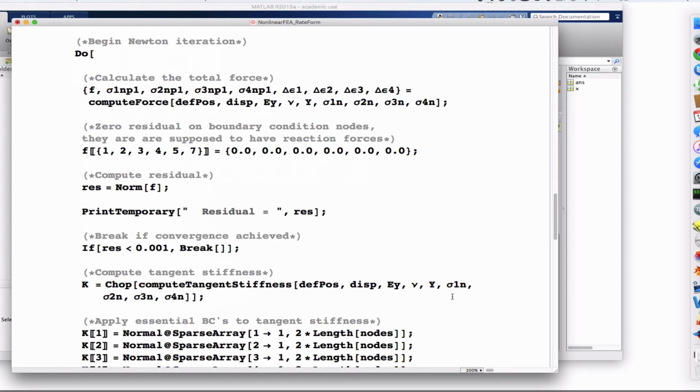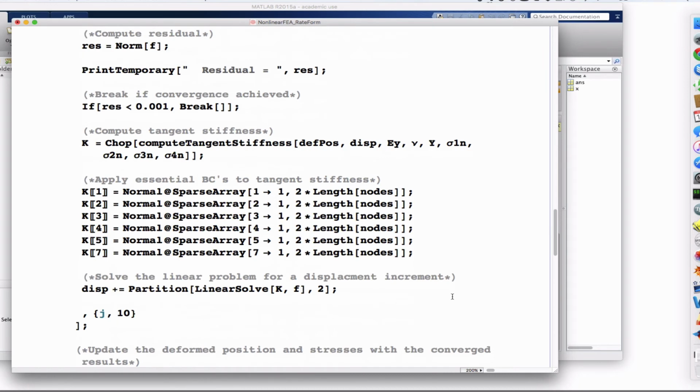Then I print out the residual. I say if the residual is less than this, break. I mean, stop the loop. Get out. Done. Okay? You're done with that load step. Otherwise, compute the tangent stiffness. Apply the boundary conditions to the tangent stiffness matrix. These are just shorthand ways of putting ones on the diagonal. Right. And then linear solve K u = F. And then I get back one long vector that has XY at node 1, XY at node 2. Then I just put it back into a two-dimensional thing. Right? So then I have node 1 XY, node 2 XY.